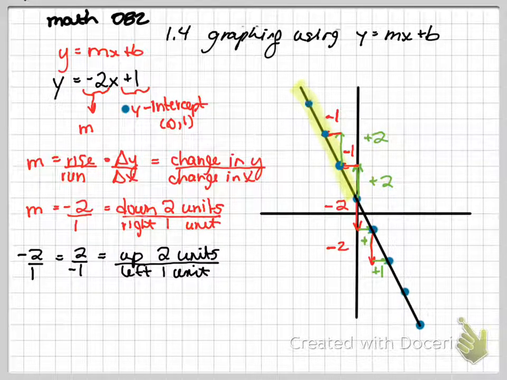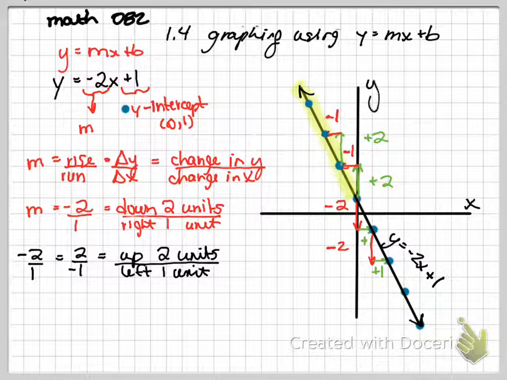And I already drew the line, so it might seem kind of silly to be generating those points, but I just want you to understand that both methods, going down 2 and right 1, or going up 2 and left 1 unit, are going to achieve the same end, which is to generate points on this line. All right, let's finish up this problem. I'm going to go ahead and label this y equals negative 2x plus 1. I will put endpoints on here. It's always good to label your axes, x and y, and then we're done.